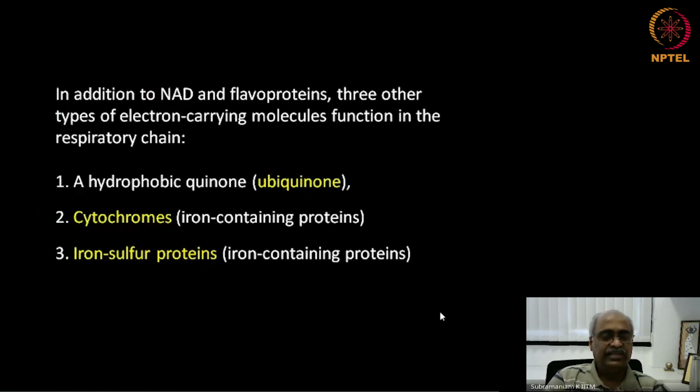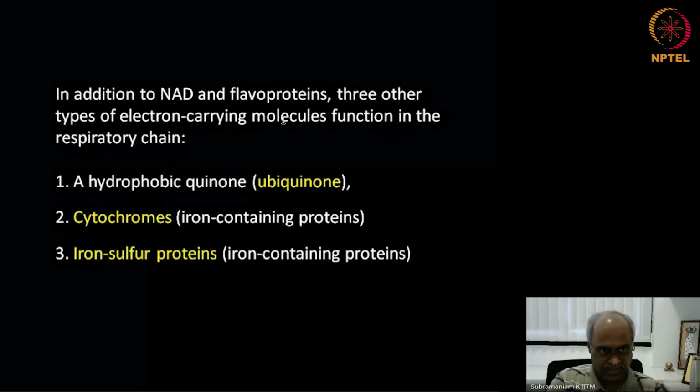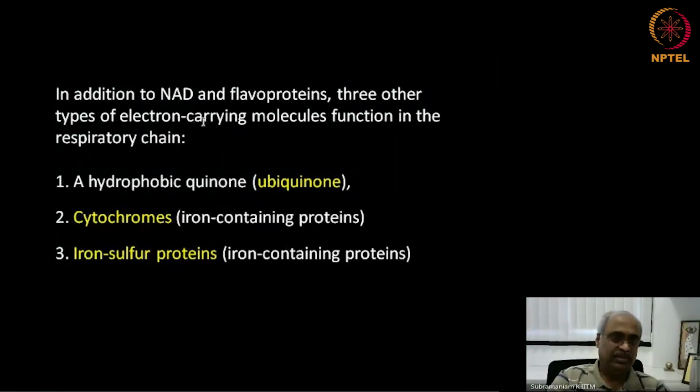So we will look at these electron carriers now. That is where we are going to focus. Already we know NAD and FAD very well, and where they accept the electron, that also we know. Okay, so the nitrogen atoms. Now we are going to look at these highlighted 3 electron carriers.